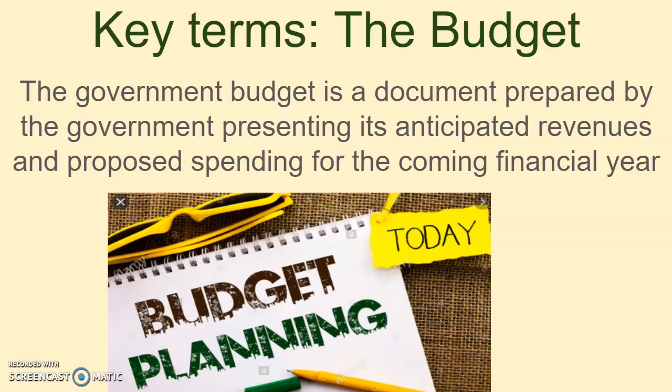Okay, so key terms to remember: the budget, which we had a look at. The government budget is that document prepared by the government every year, and it presents the anticipated revenues and proposed spending for the coming financial year. So of course, before the government knows how much they're going to spend, they need to know exactly what the revenue is, so how much money they have or they will get from that year.